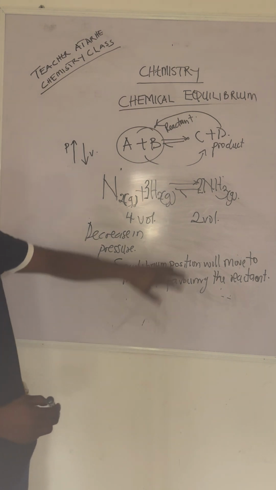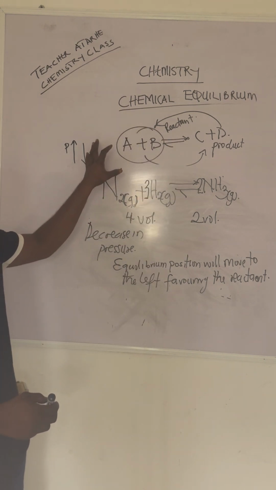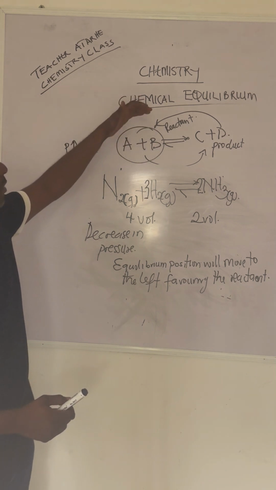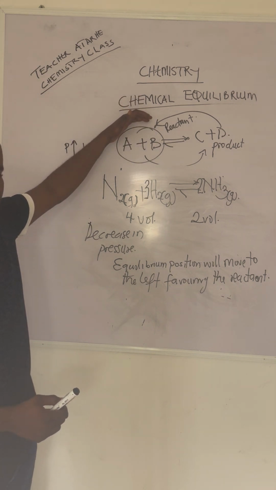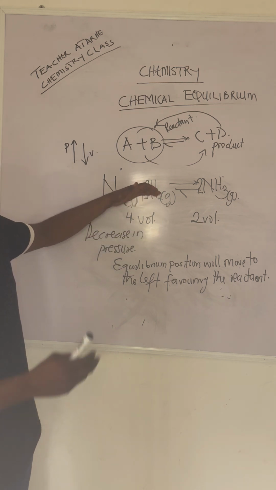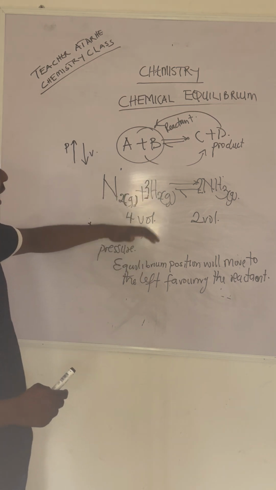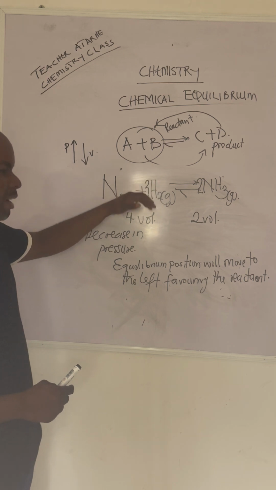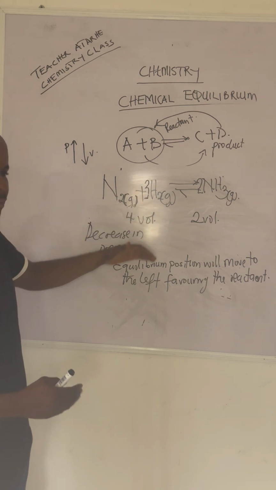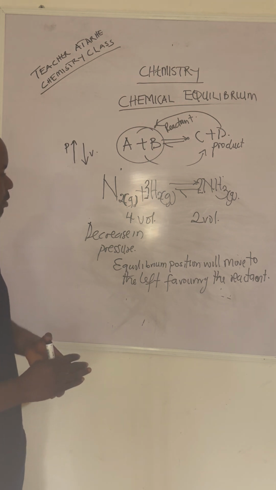So this is all we have been able to do today. In this aspect, we talked about chemical equilibrium, the factors that make a system be in equilibrium, Le Chatelier's principle, and the effect of pressure on a chemical system. So we talked about Boyle's law and Avogadro's law, and the effect of those laws on chemical equilibrium.